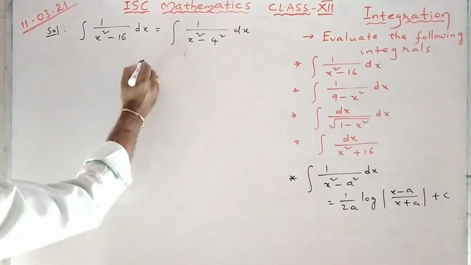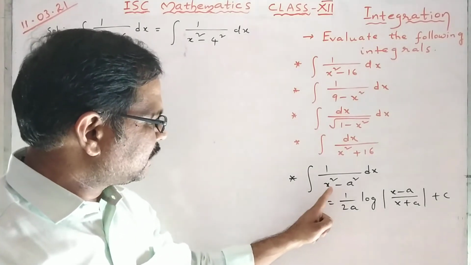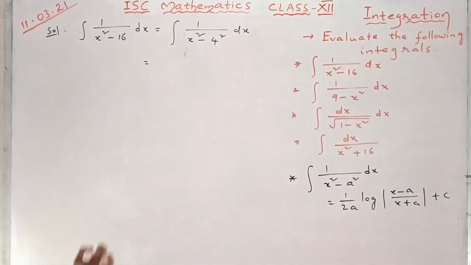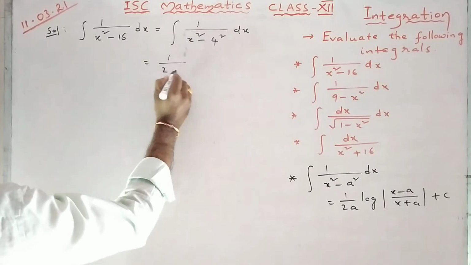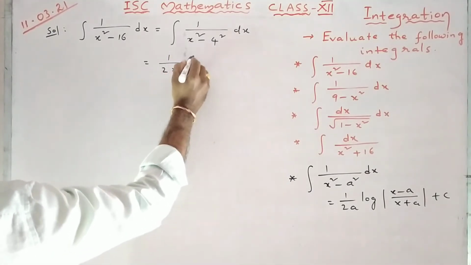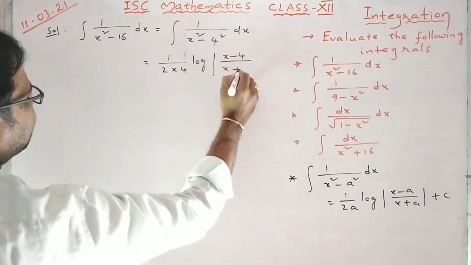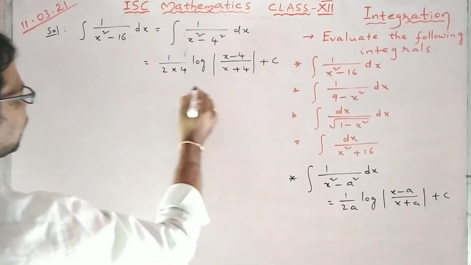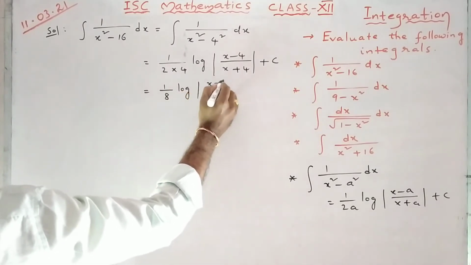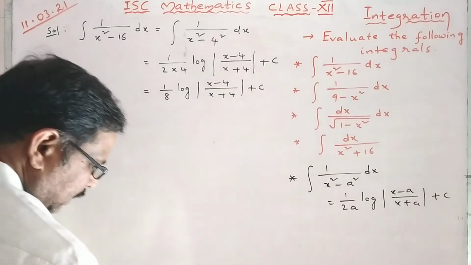So by using this, here we have to remember one thing. Always the coefficient of x square should be 1. Here x square coefficient is 1. There is no problem. So 1 by 2a. What is the value of a here? 4 square. That means 4. So we have log mod x minus a by x plus a plus c, equal to 1 by 8 log mod x minus 4 by x plus 4 plus c. That is the answer.